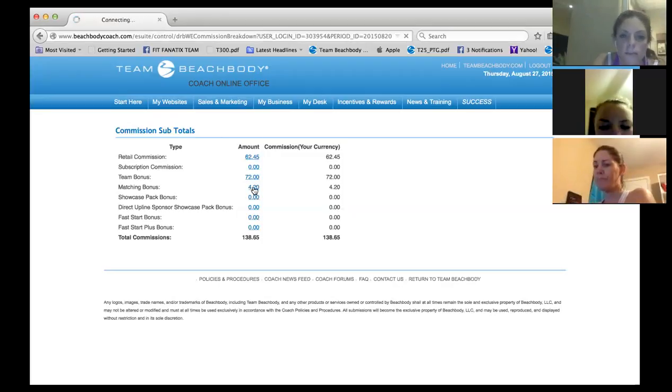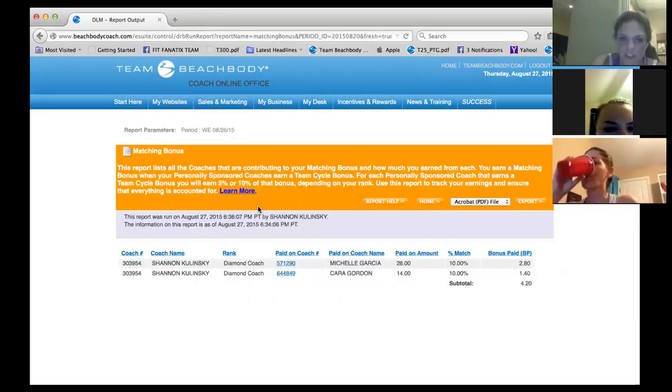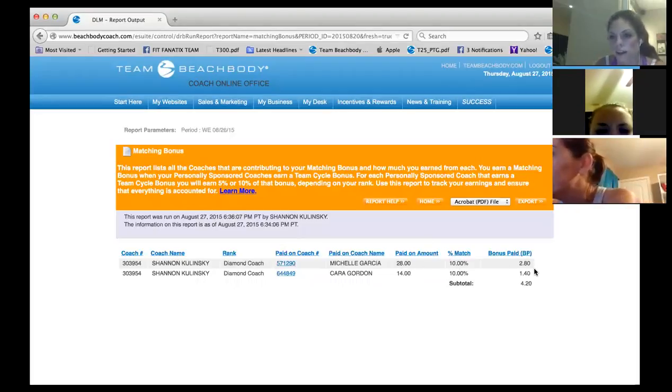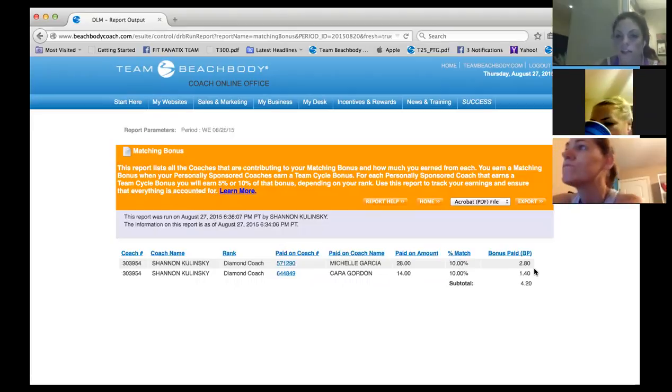So if I click into matching bonus, if you guys could see this, okay, it's telling me from Michelle Garcia, paid 28 on account. I got 10%, which is $2.80. That is small right now because she's just getting her team started. But down the line, when I build a huge team and these people become diamonds themselves, that matching bonus is going to rise. Right now, I only have 4 emeralds. But once I grow people, these matching bonuses are going to rise.